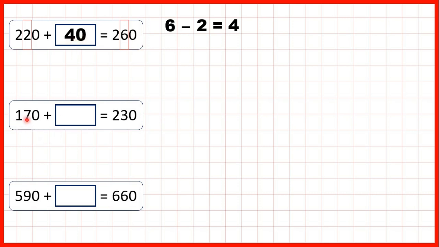Now, 170 plus something equals 230. So if we highlight the digits that have changed, we can find the difference between 23 and 17. That's 6 because we need to count on 6 from 17 to get to 23. But again, to show 6 tens, we need to write 60 as our answer.